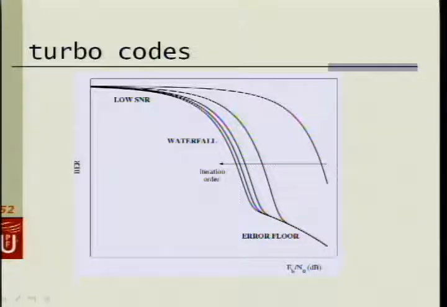This change of slope is due to the fact that once we have a very large signal-to-noise ratio, the error probability, as we have seen yesterday, depends on the minimum distance of the code. And turbo codes don't have an especially good minimum distance. Consequently, the error floor may reflect a relatively poor performance. But we have a good performance in the waterfall region, and that's what really matters.